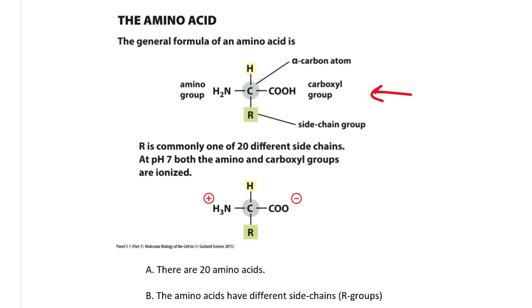And at pH 7, the carboxylic acid group will have a negative charge and the amino group will have a positive charge. So to just show this here, this is what an amino acid looks like, and you have the R group or the side chain coming off of that carbon right there. Now, every amino acid has the exact same backbone except for the side chain being different.